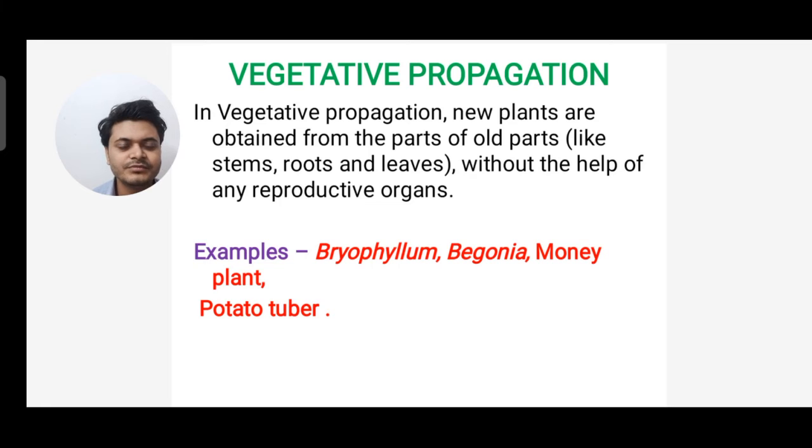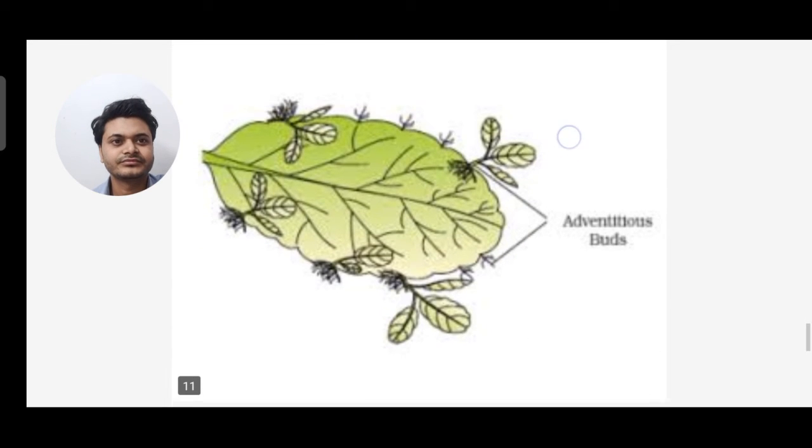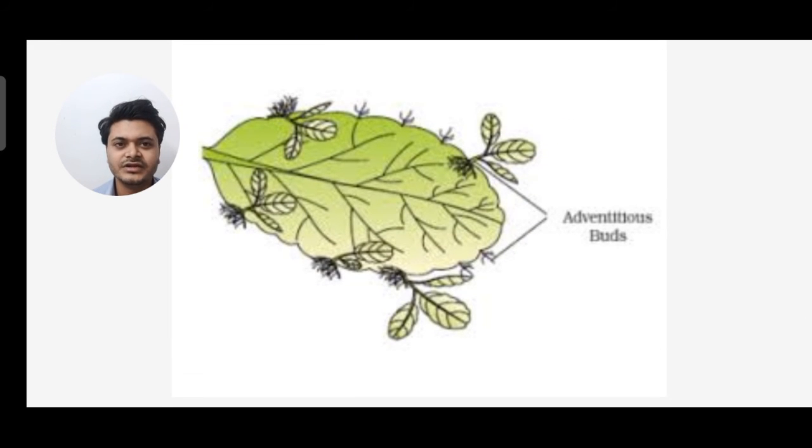So here in vegetative propagation, no reproductive organs are needed, but from the old parts like stem, roots and leaves, from that part only the new plant is grown. Examples: Bryophyllum, Begonia, money plant and potato tuber. You can see in the Bryophyllum leaf, the adventitious buds are there. You can see in a leaf numerous plantlets are producing, and you can see the roots. If I cut that portion and place it on soil, it will again grow.